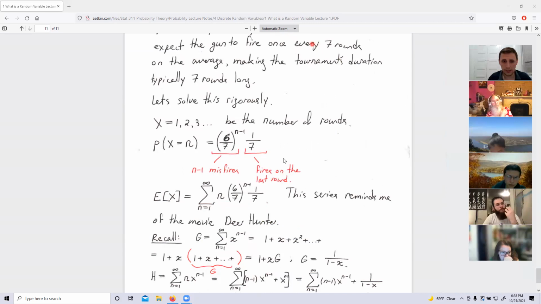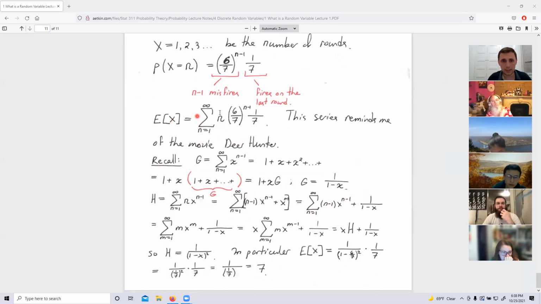The expected value is what? The expected value is the summation where n goes from 1 to infinity of n times 6/7 to the n-1 times 1/7.